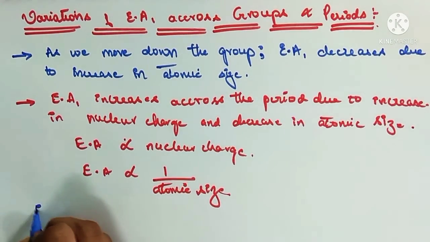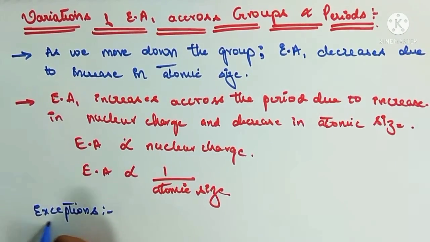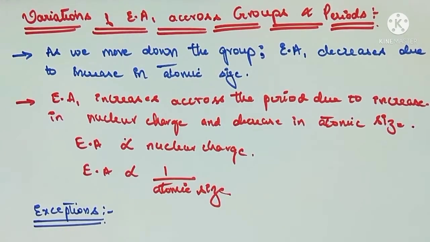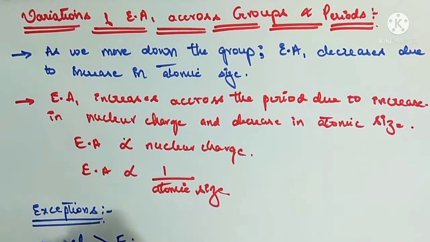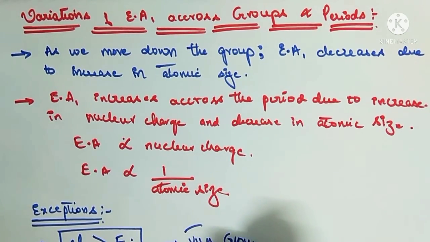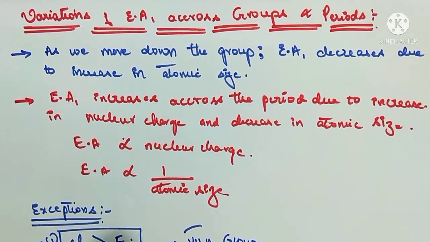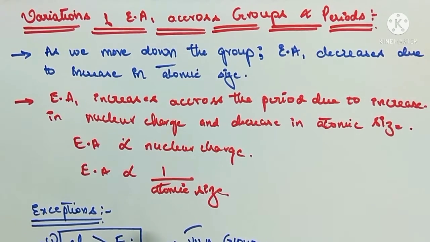Now we'll learn some exceptions for electronic affinity. So we know that the electronic affinity decreases down the group. But there are some exceptions. First exception is chlorine has more electronic affinity than fluorine, which is 7th group. Second one is sulfur has greater electronic affinity than oxygen. This is of 6th group.